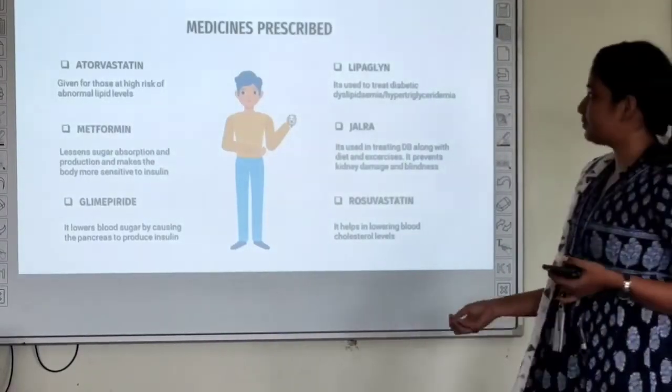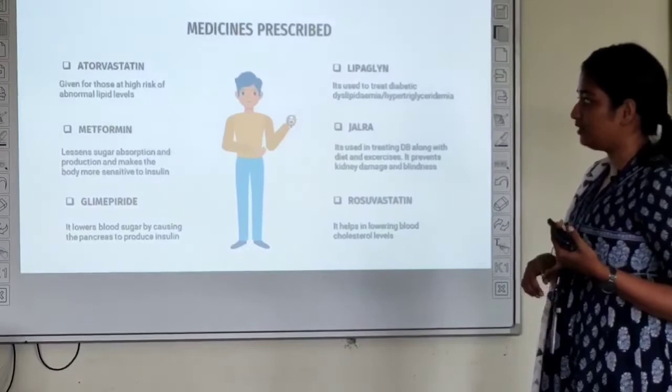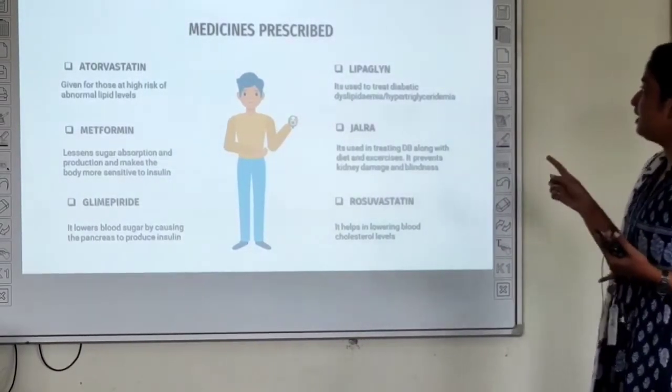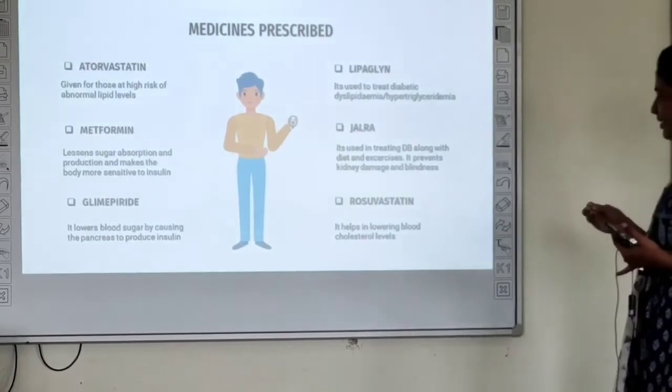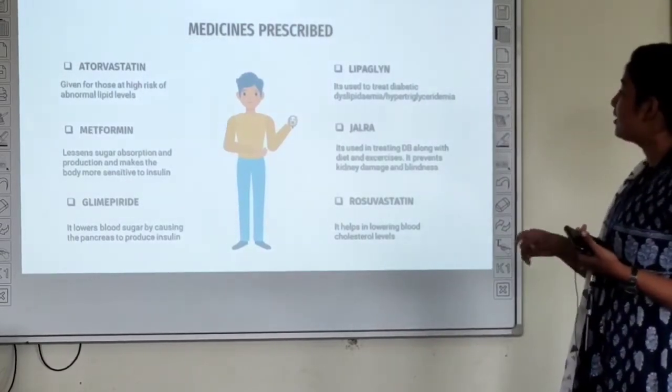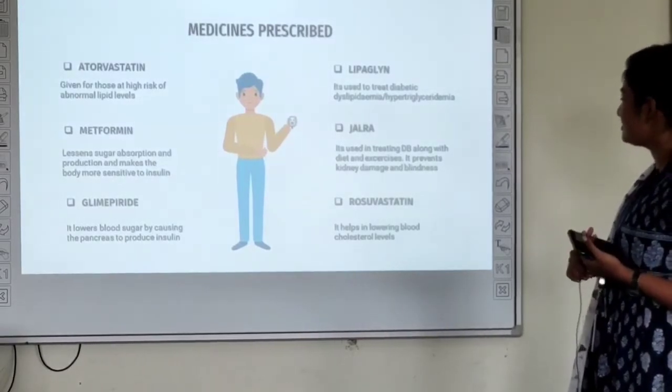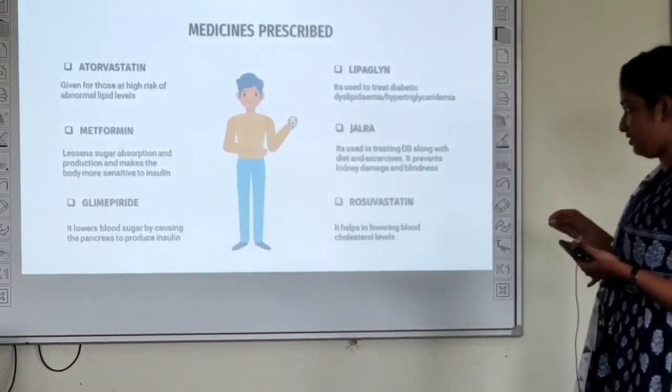The medicines prescribed were atorvastatin, given for those at high risk of abnormal lipid levels. Lipaglyn, it is used to treat diabetic dyslipidemia, hypertriglyceridemia. Jalra, it is used for treating diabetes along with diet and exercises. It prevents kidney damage and blindness.